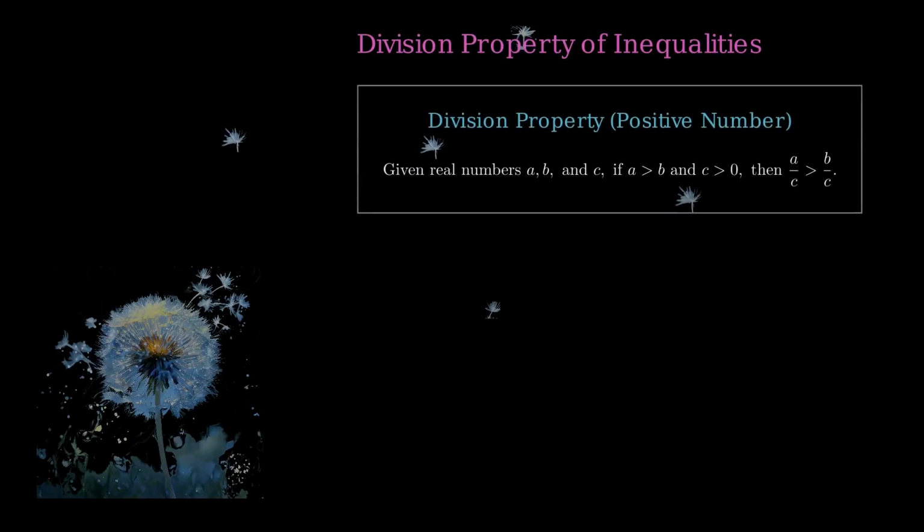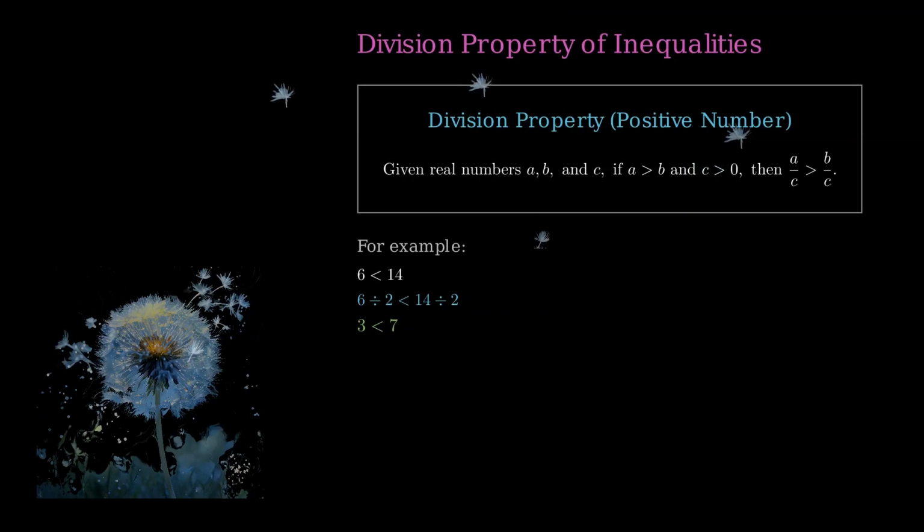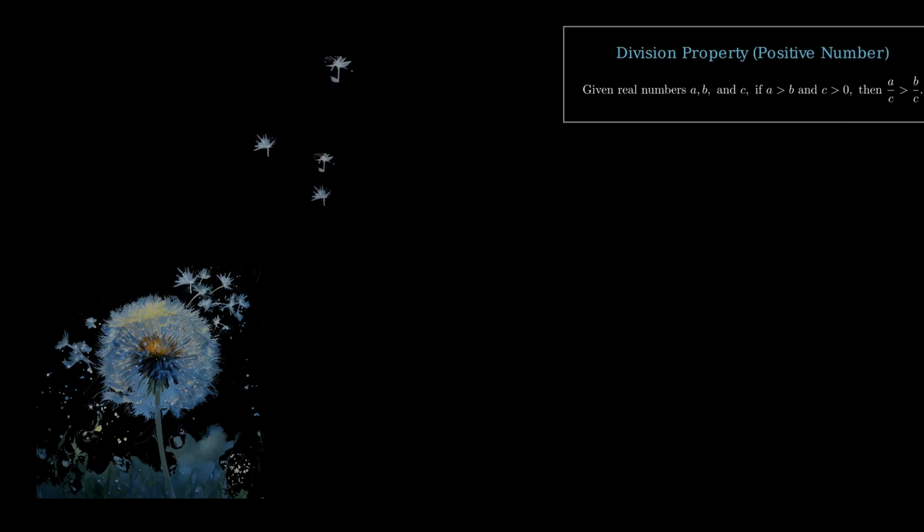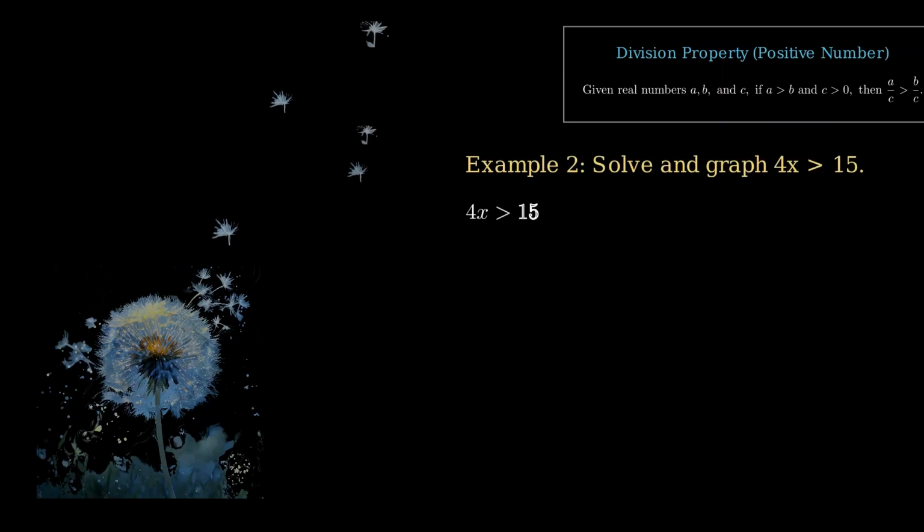The division property of inequalities states that if we divide both sides of an inequality by a positive number, it gives an equivalent inequality. Given real numbers a, b, and c, if a is greater than b and c is greater than 0, then a over c is greater than b over c. Just like multiplication, dividing by a positive number keeps the inequality sign in the same direction. Now let's tackle example 2.